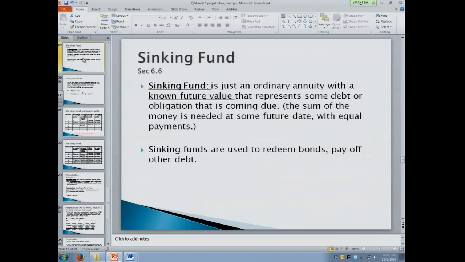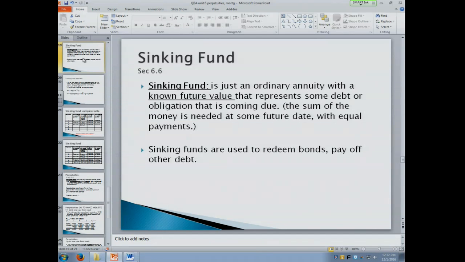Now I'd like to go on to the next topic called a sinking fund. Okay? It's just the opposite of a mortgage. In a mortgage, we knew a present value, and we made a payment, and we reduced our principal until after 30 years, for example, there was nothing. We didn't owe any money.